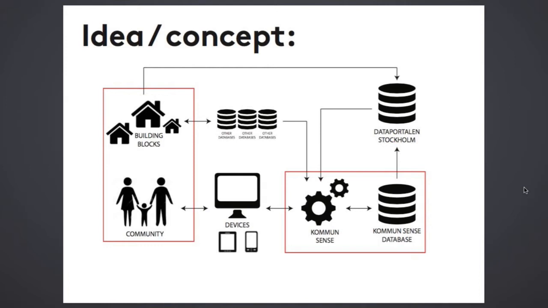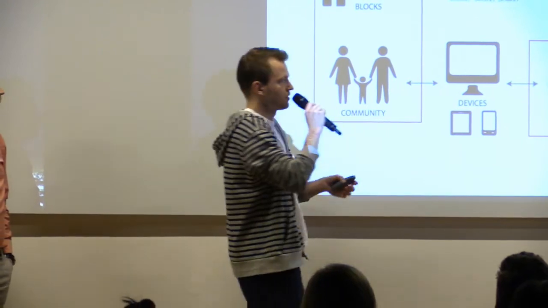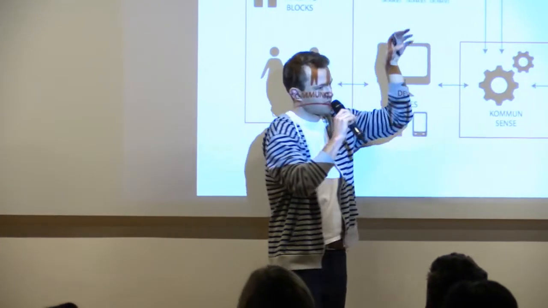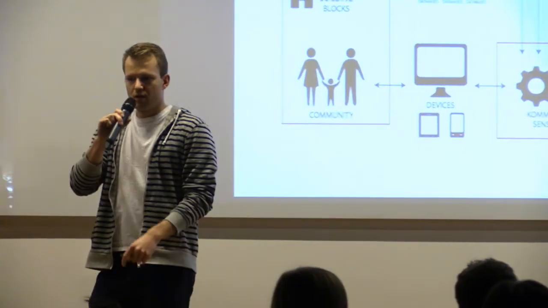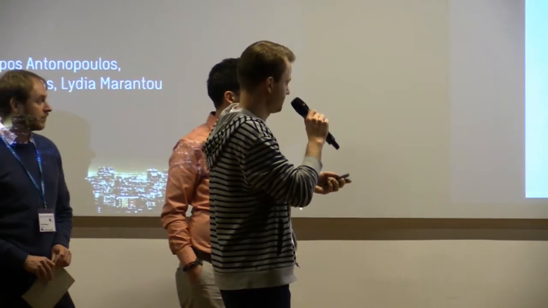This is the data structure, information stream. So here you see the data portal for Stockholm that already exists. That will become our database, our apps, the devices that the people use. They're living in the communities on a building block scale, which provides the database of Stockholm with new information. We want to make it flexible so that new systems can enter this infrastructure, so that the application can be adaptable to new developments.